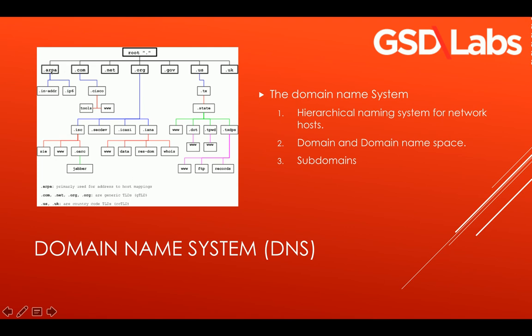On the left side here, we have ARPA, and then under that domain ARPA, you have INADDR and then IP6. This particular domain is actually the one used to do reverse lookups. So this is for when you have an IP address and you want to find the host name associated with that IP address. INADDR is for IP version 4, and then IP6 for IP version 6.